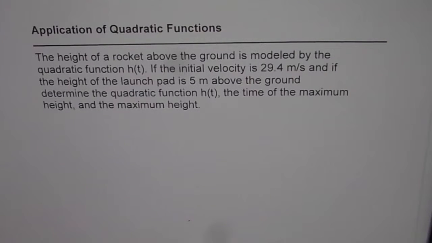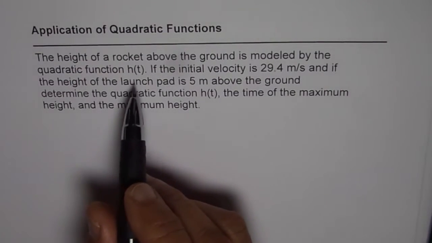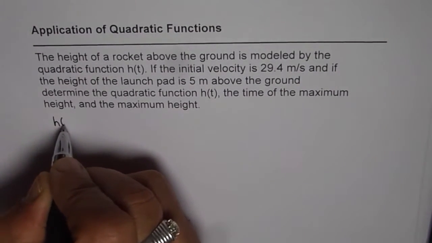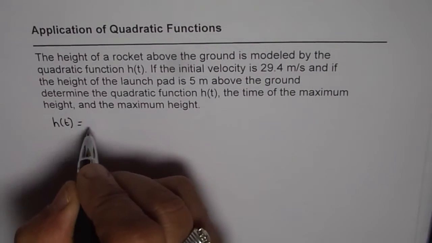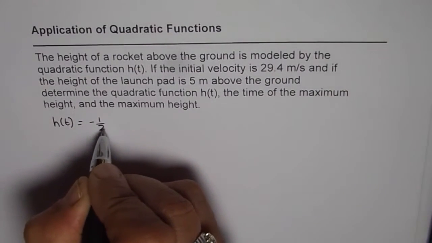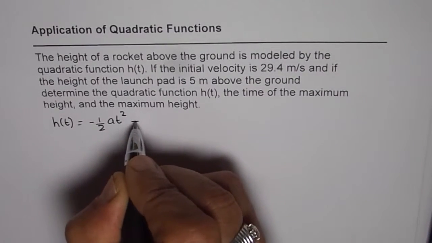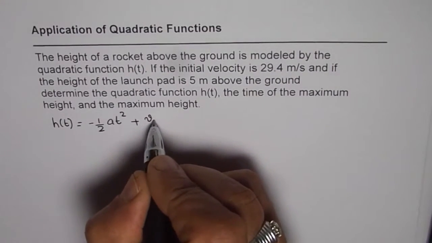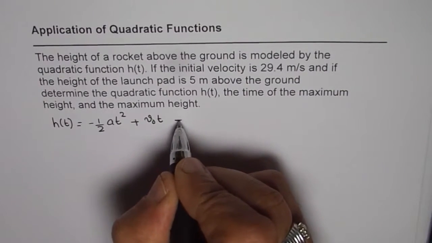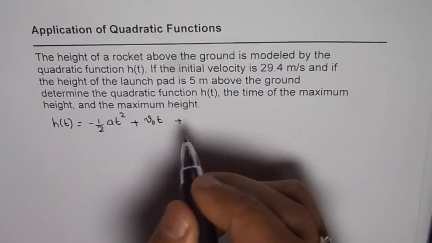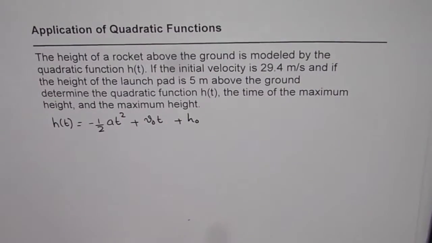Those of you who have done a bit of physics will be in a position to answer it better. Anyway, the equation for projectile motion in such a case is kind of like this. H of t equals minus half a t squared plus initial velocity times time plus the initial distance or height in this case. Let me write h0, right?